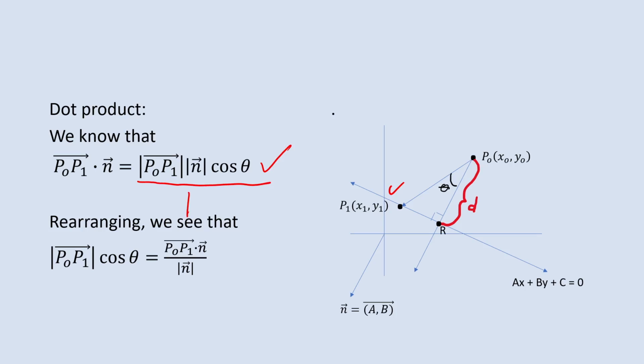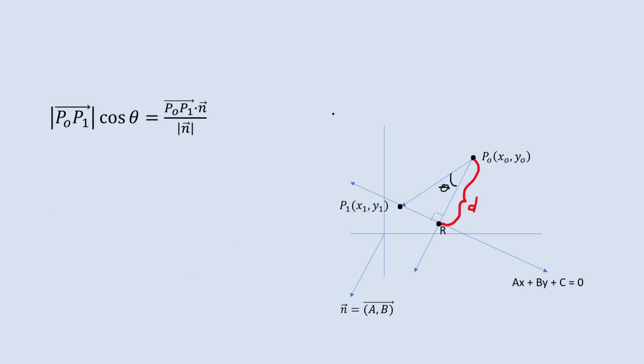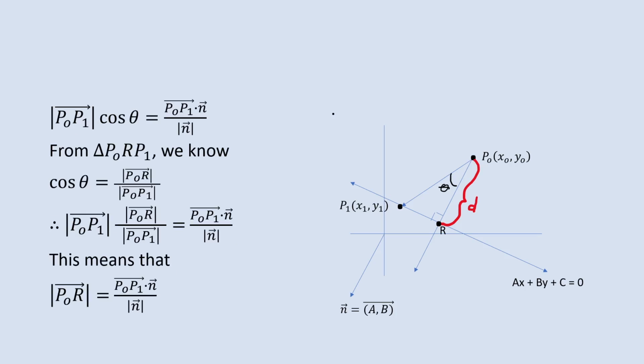Now, if we divide both sides by the magnitude of the normal vector, then the magnitude of the normal vector will cancel out, and we'll be left with the magnitude of the vector P naught P1 times cos theta equaling P naught P1 dotted with the normal vector over the magnitude of the normal vector. Okay? So there's that written that way.